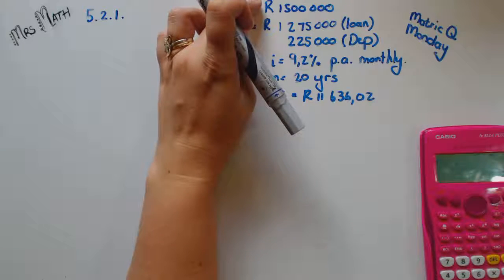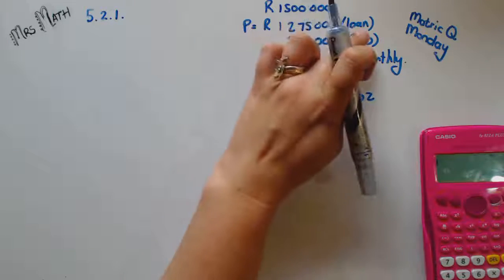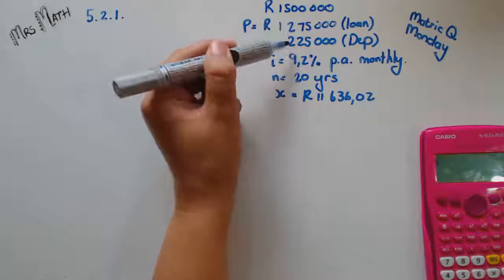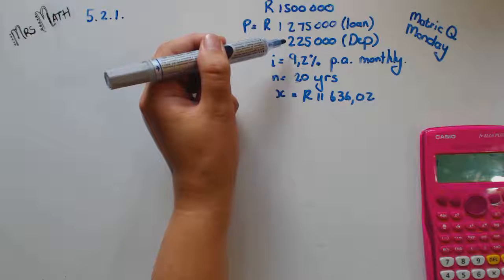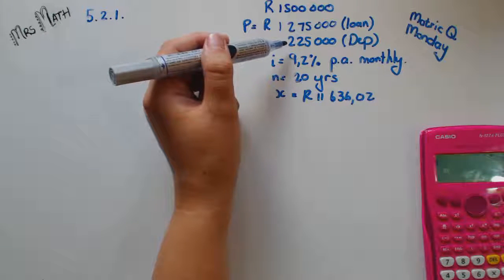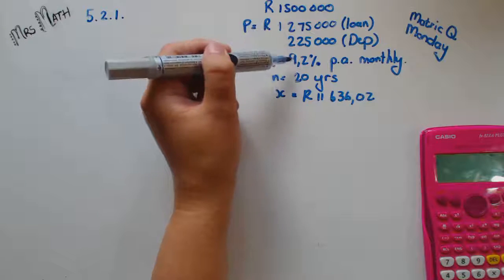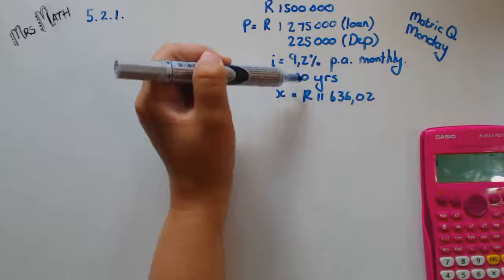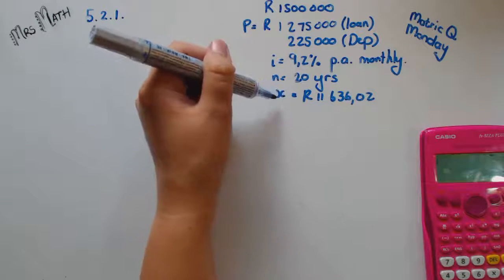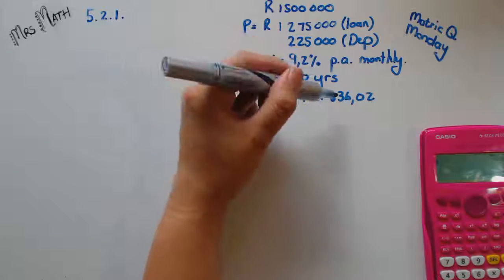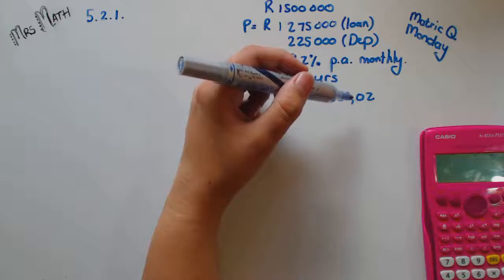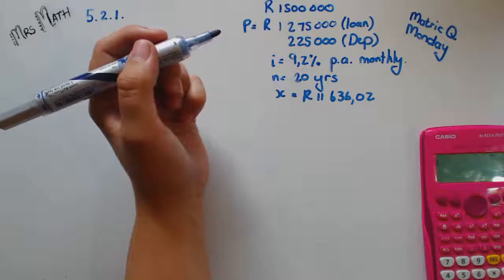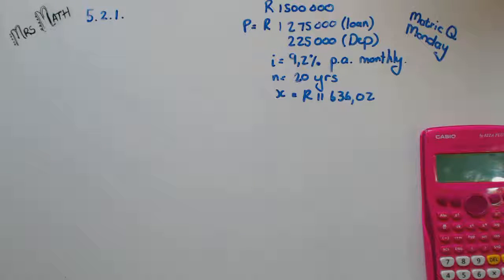So this is the price of the house. He takes out a loan for this after paying a deposit. Now I can see from this, if I subtract them, that the deposit should be 225,000, and then it says the remaining amount is at an interest rate of 9.2% per annum compounded monthly over a period of 20 years. The monthly installment on the loan is 11,636.02. And then they want you to calculate the outstanding balance of the loan after 7 years.